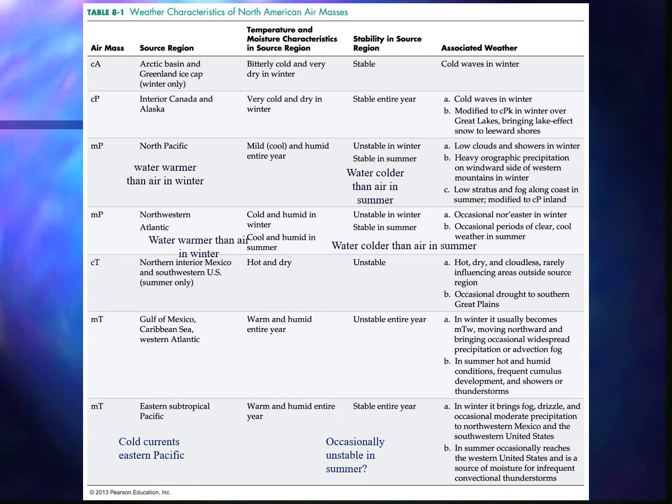Now there is maritime tropical that forms in the eastern subtropical Pacific, and it's going to affect southwestern United States. In winter, it brings fog, drizzle, and occasional moderate precipitation to northwestern Mexico and the southwestern United States. They do occasionally get rain in the southwestern United States. In summer, it occasionally reaches the western U.S. and is a source of moisture for infrequent convectional thunderstorms.